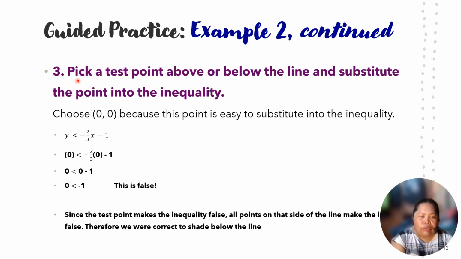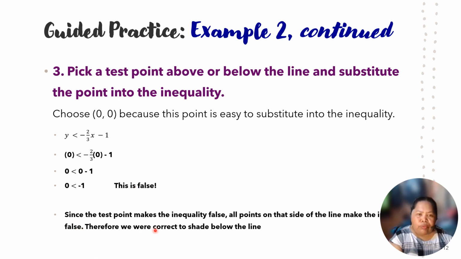Okay. So then third, pick a test point above or below the line and substitute the point into the inequality. So choose 0, 0 because this point is easy to substitute into the inequality. So y is less than negative 2/3 x minus 1. So therefore, 0 is less than 0 minus 1.